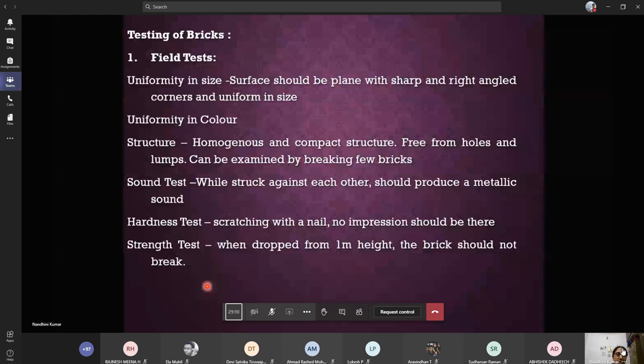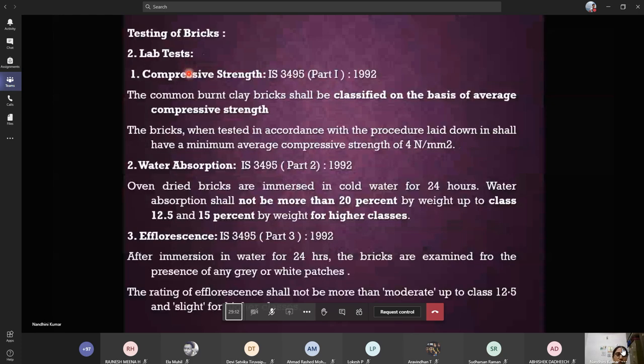And the lab test. The basic test you do for bricks is the compression strength. Not only for bricks, for any material, for concrete or steel, whatever you go for, you test it for the compressive strength. This is based upon IS 3495 Part 1 of 1992. This version has been revised now.